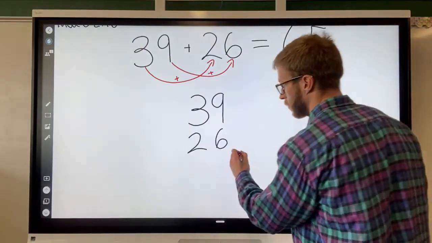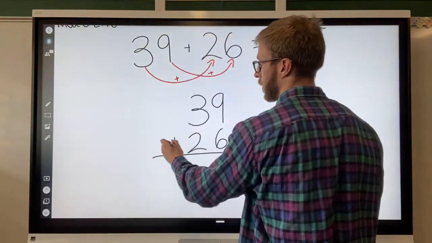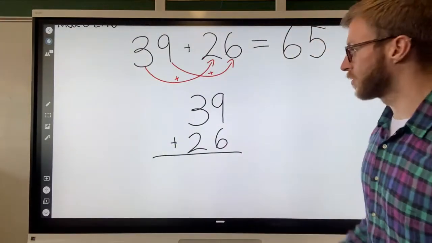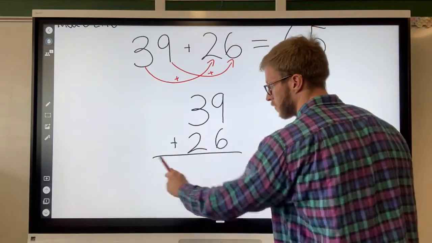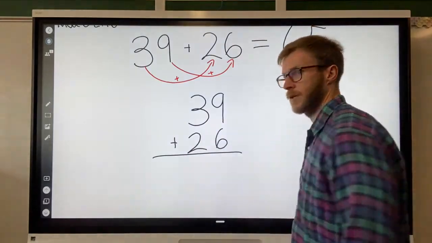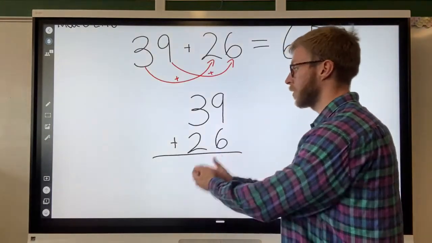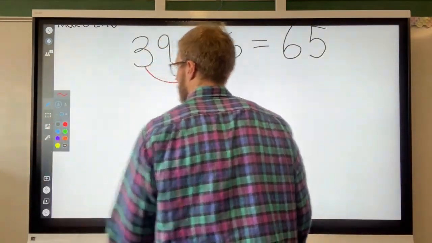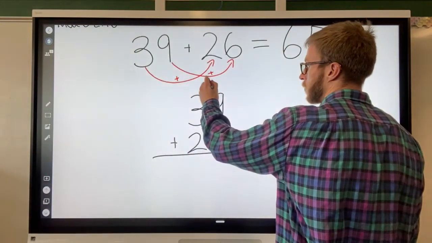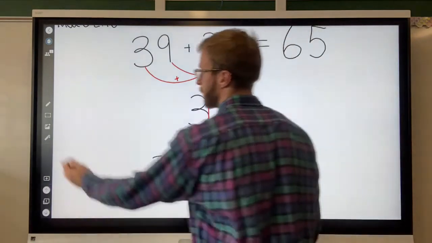Awesome. Now we draw our equal sign. And we are adding, so I put my plus sign over here. So again, we read this 39 plus 26 equals, and our answer goes down here. Our answer also needs to line up. Our 1s are going to line up and our 10s are going to line up. Okay? I'm going to draw this line down the middle so we can split up our 10s and our 1s. Okay?